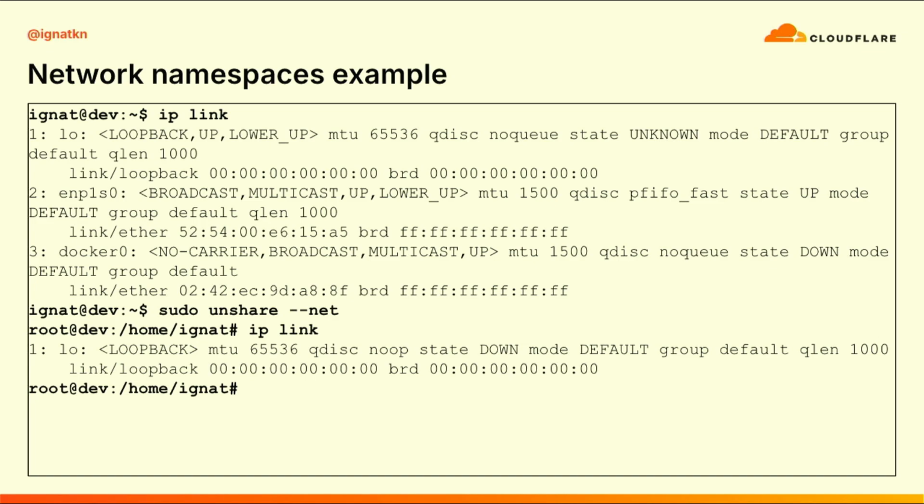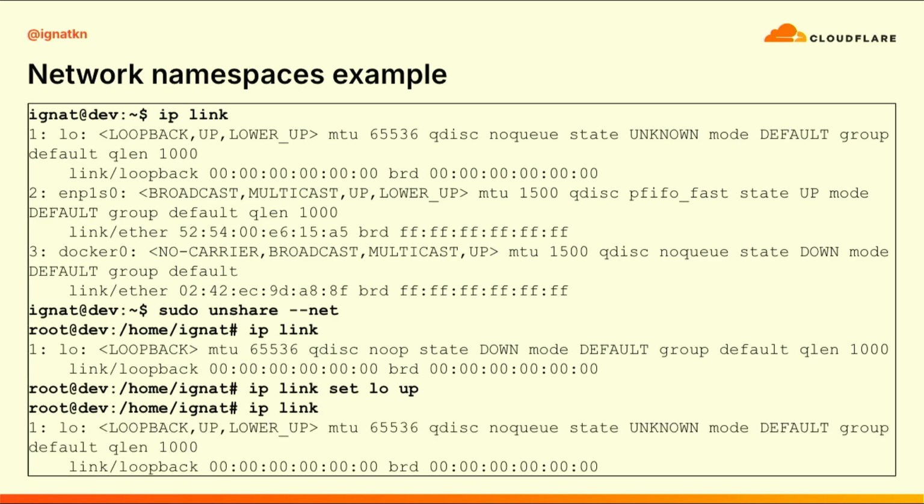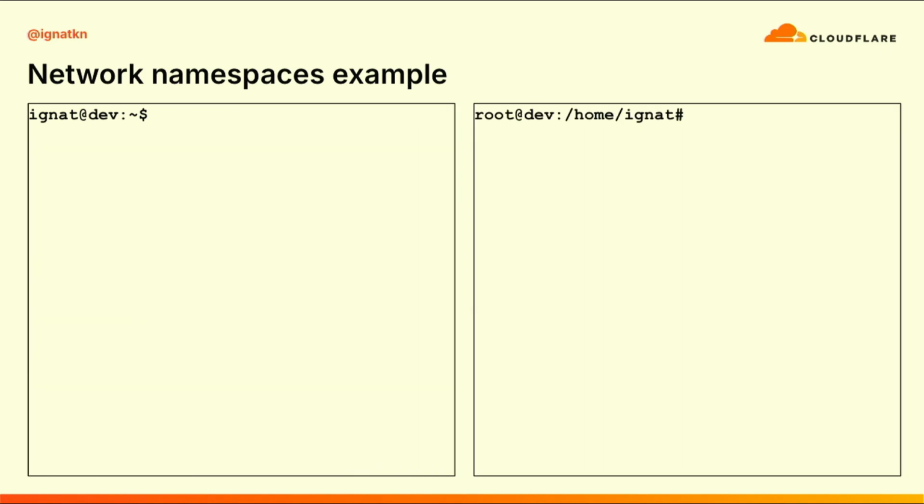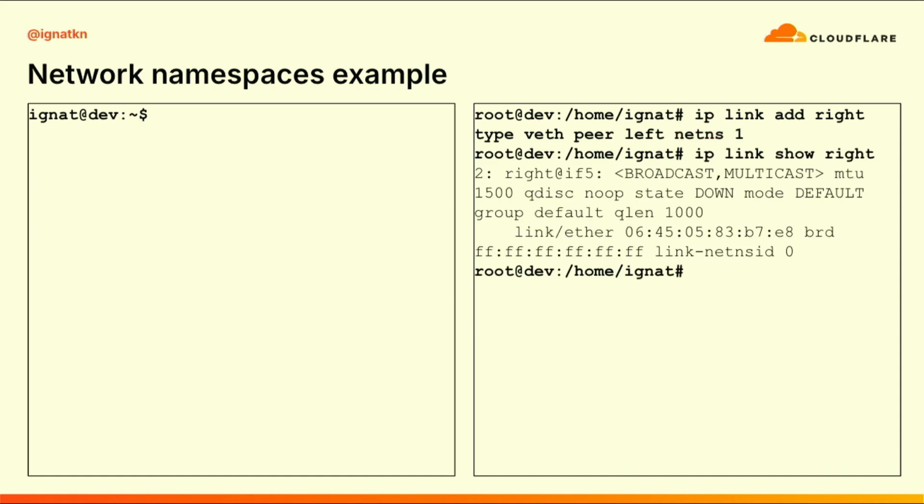And basically, if I want to reconfigure it, even my local loopback interface is down. I actually have to bring it up to make it work, right? And I can influence that configuration. And here is another example where two network namespaces can communicate. So in my network namespace, I create a virtual Ethernet pair and tell it that one end should go to the initial network namespace, network namespace 1.